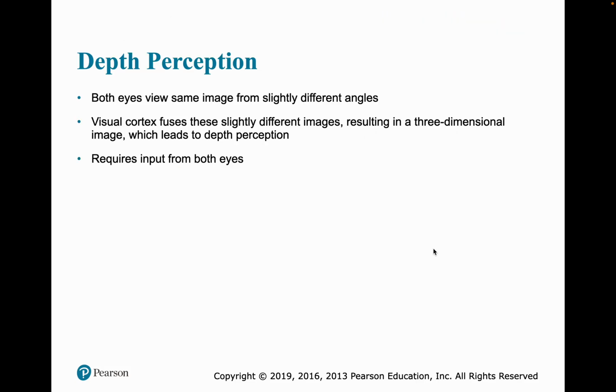Depth perception results because both eyes see the same image from slightly different angles, and the visual cortex fuses those slightly different images together, so we get a three-dimensional image that leads to our depth perception if we have two very good working eyes.